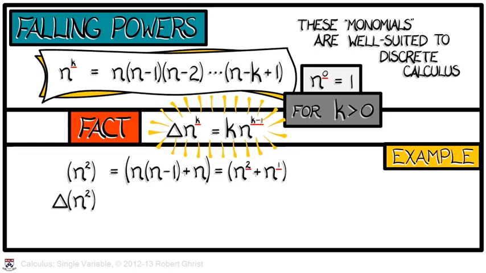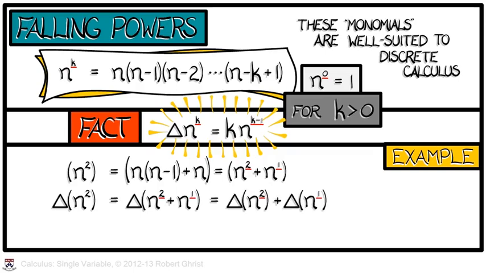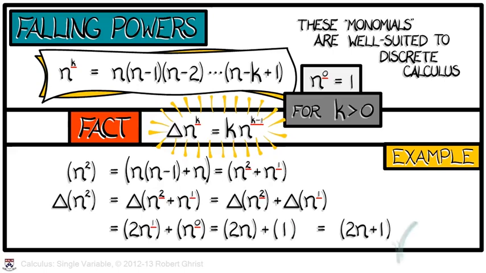And hence, the forward difference of n squared is the forward difference of n to the falling 2 plus n to the falling 1. Differencing, like differentiating, is linear. Hence, this is the difference of n to the falling 2 plus the difference of n to the falling 1. That is 2 n to the falling 1 plus n to the falling 0, otherwise written as the sequence 2n plus 1, which is what we observed.